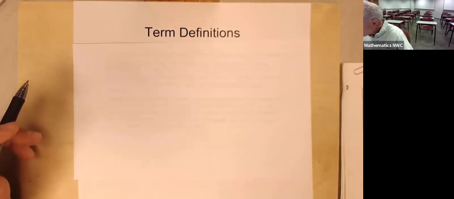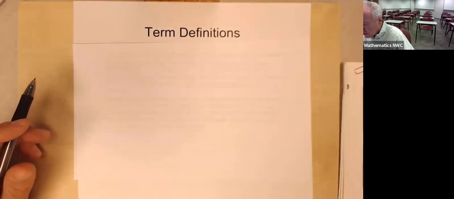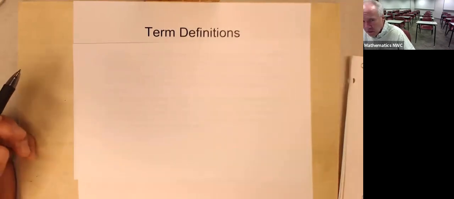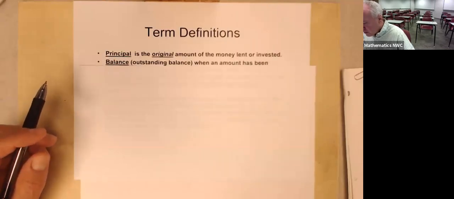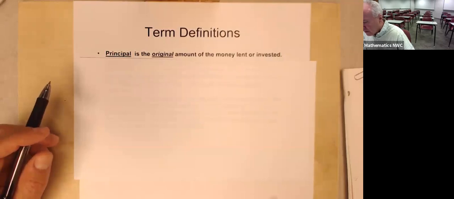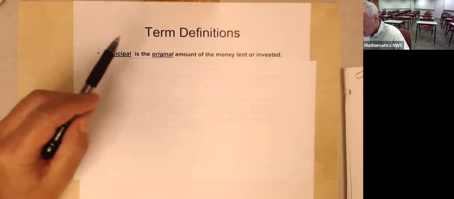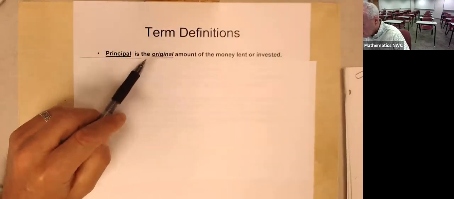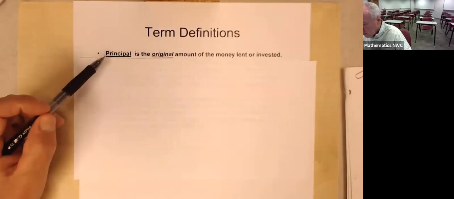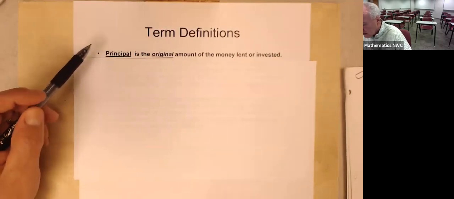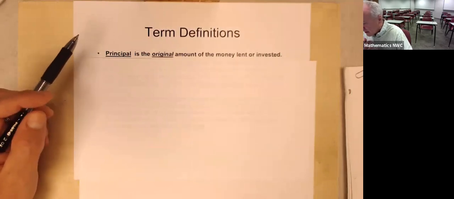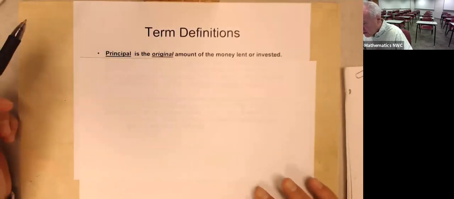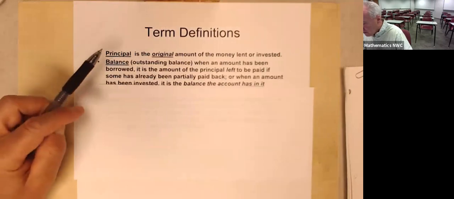To enter into this chapter, we need to understand about 5 or 6 terms that are used frequently. So that's what I'm going to review here first. The first term that I'm going to look at is the principal. Principal is the original amount of money lent or invested. So it's what we started to put into an investment or what we borrowed originally from a bank or a lending institution. It's the original amount that we start off with.